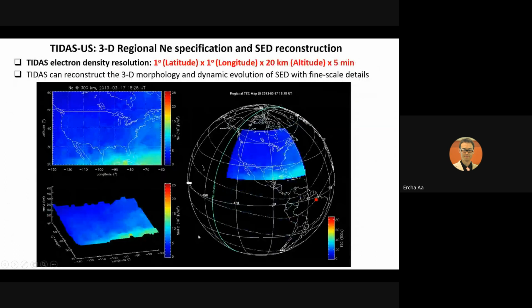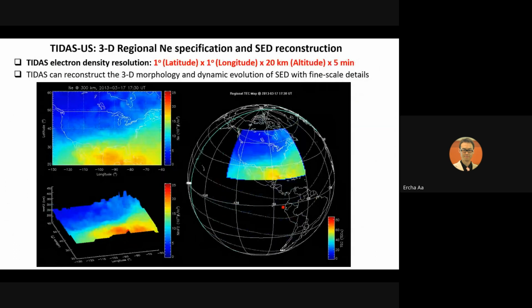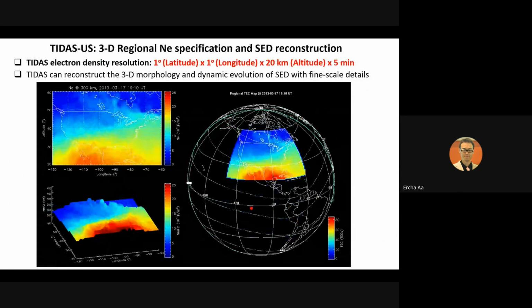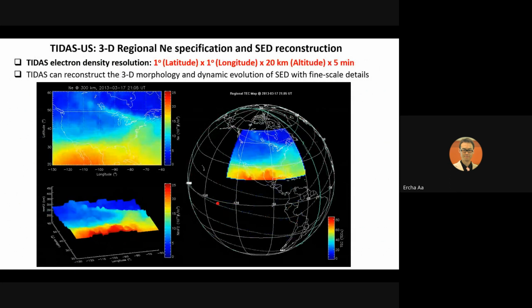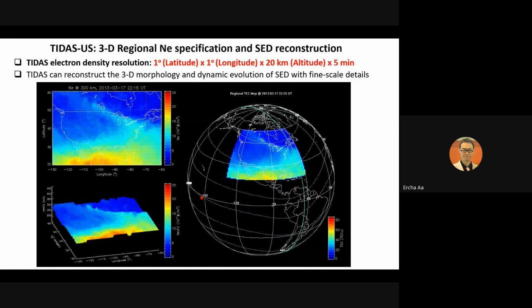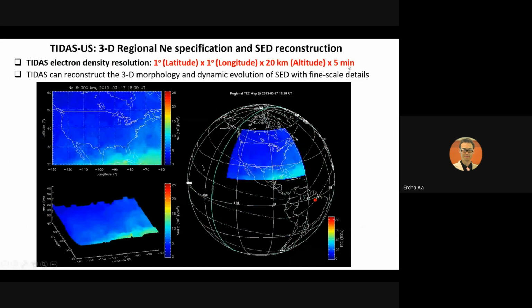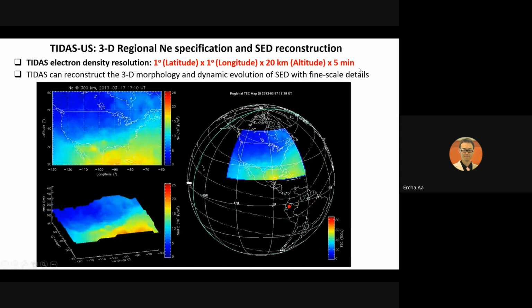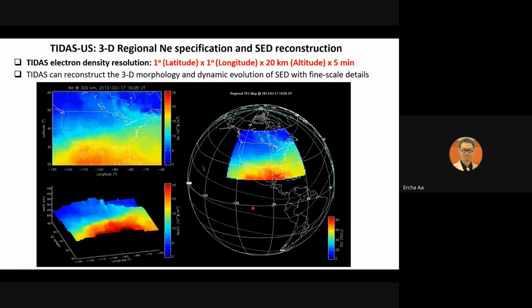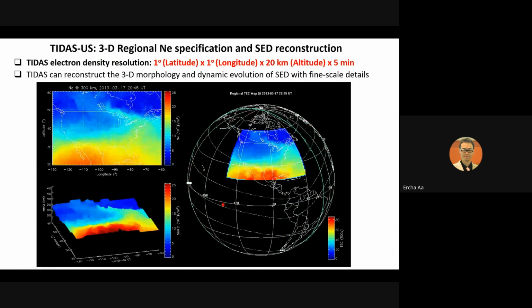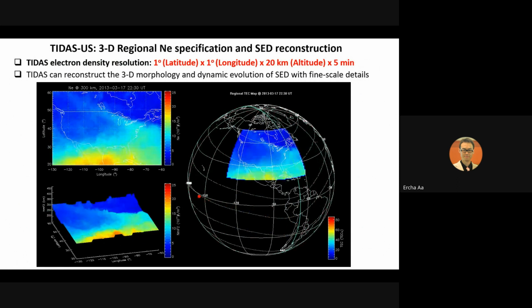And we also need to know that we're not only talking about three-dimensional spatial variation, but we are also talking about the temporal dynamic variation, because the time cadence of TIDAS is 5 minutes. So actually, it can provide a four-dimensional spatial-temporal variation of the gradient structures.